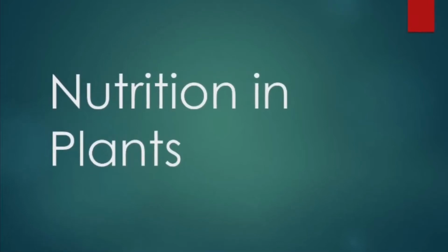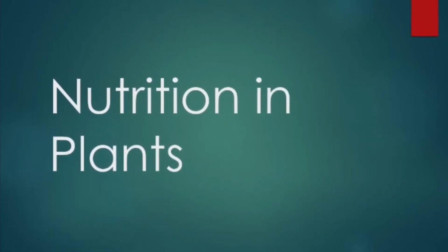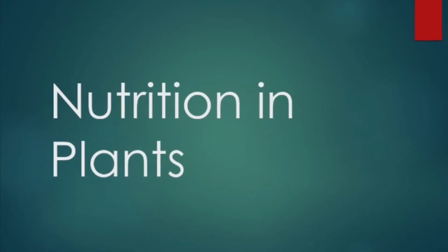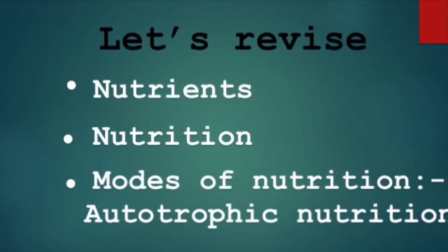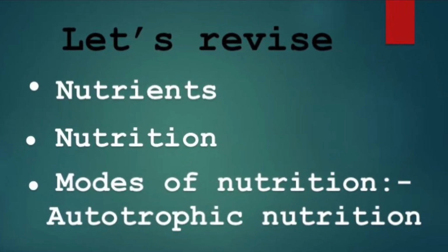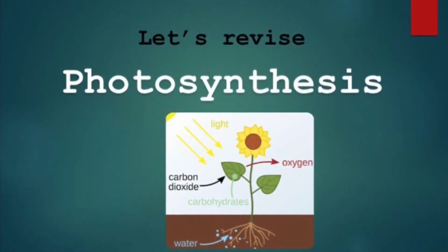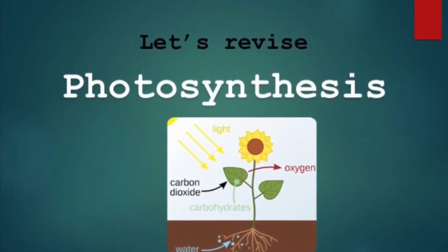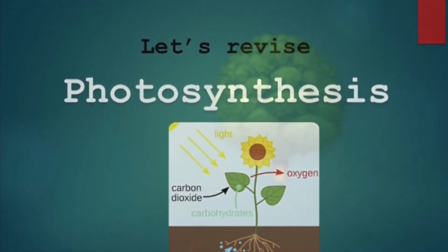Good morning, children. Let's continue our first chapter, Nutrition in Plants. Till now, we have studied what nutrients are, what nutrition is, and different modes of nutrition, in which we are done with autotrophic nutrition. Now, let's quickly revise the process of photosynthesis.